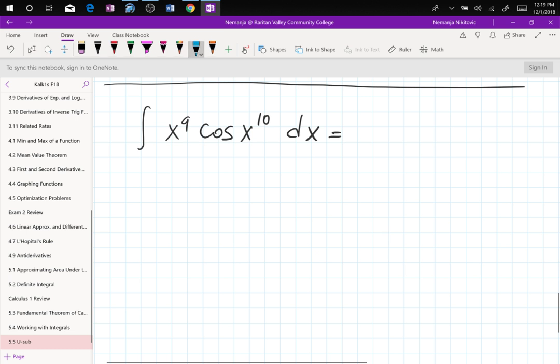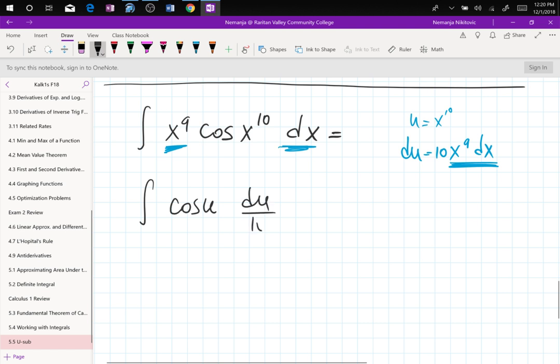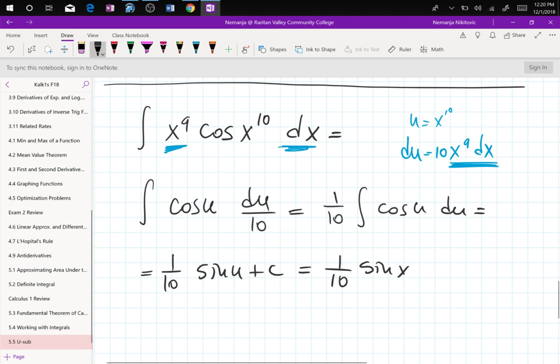Okay, so you already discovered that u is equal to x to the 10, which means that du is 10 x to the 9 dx. Great. I have everything except this 10, which we move to the other side, right? Because x to the 9 dx is already in my integral. So instead of cosine x to the 10, I'll just have cosine u, and then I'll have du divided by 10, because x to the 9 dx is equal to du over 10. So this is 1 over 10 integral of cosine u du. What's the integral of cosine u? Sine u plus c. I don't care about u, I care about x, so it goes sine x to the 10 plus c.